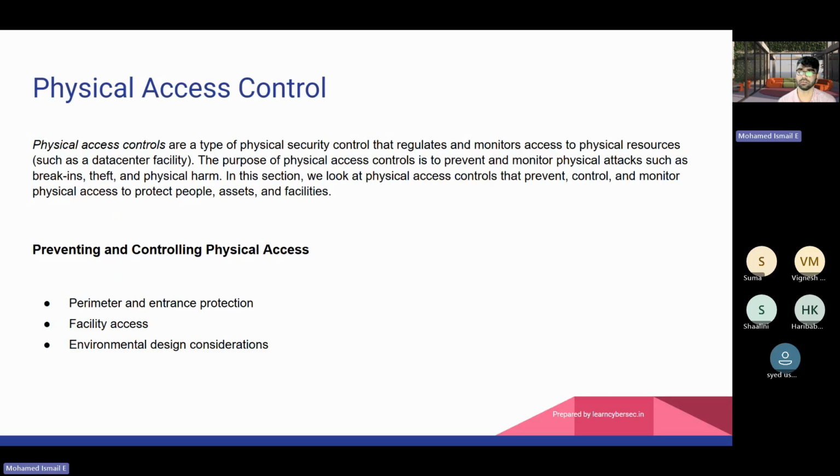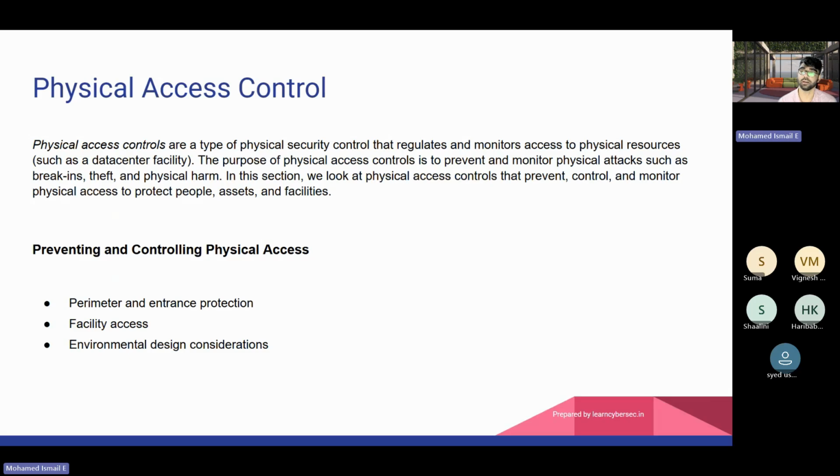In this section, we look at physical access control that prevents, controls, and monitors physical access to protect people, assets, and facilities. Very simple. This particular control we can see with our own eyes, right? When you visit any IT company, at the entry you need to write a first-level check-in. You need to put your name, where you are coming from, check-in time, and whom you are meeting. Like a basic control, right? Any unauthorized, unknown person cannot enter any protected area.